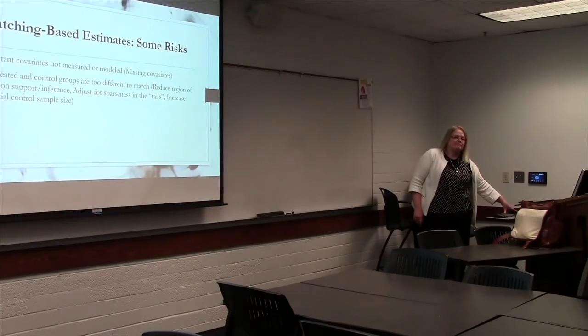My first workshop where I learned about propensity score matching, I was told that if you had 3 or 4 potential controls per treated unit, then it was great. Well, maybe. You know, in some circumstances, maybe. In some, 2 is enough. And in some cases, 10,000 is not enough.